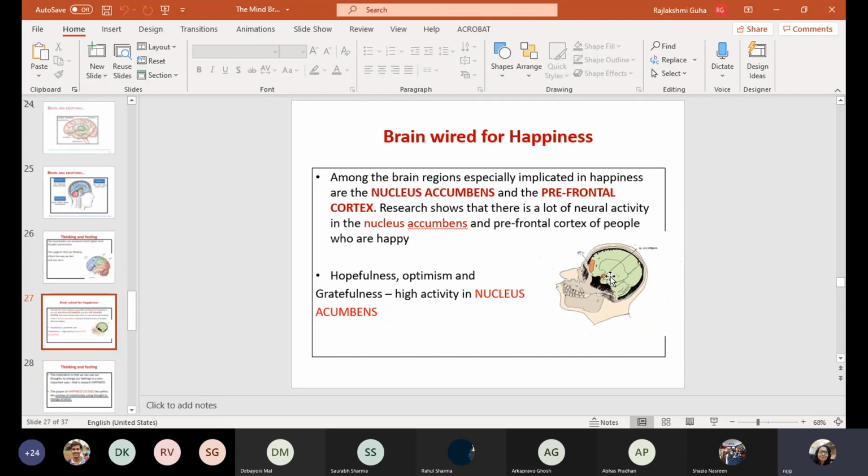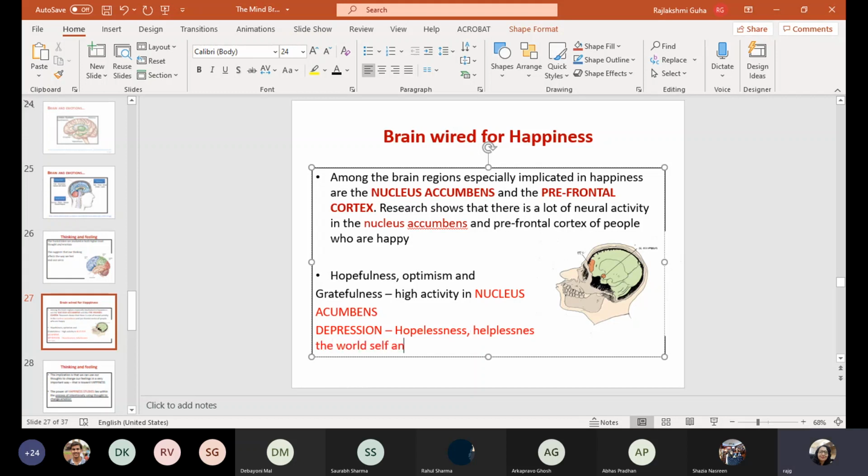Subsequent research has shown that in depressed people, there is very low activity in this area, and also they feel extremely helpless, hapless, or they do not have any hope about the world. So in depression, we see hopelessness, helplessness, and worthlessness about the world, self, and future.